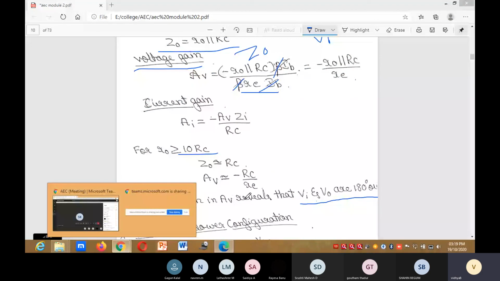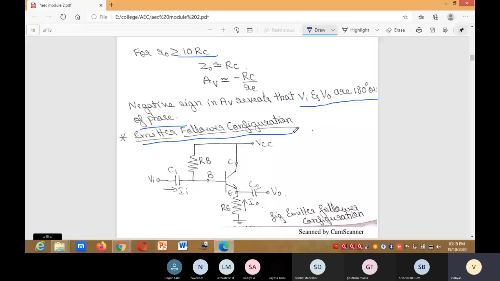In the next class, I will explain the emitter follower configuration. Till now, what I have done, you need to write the notes.